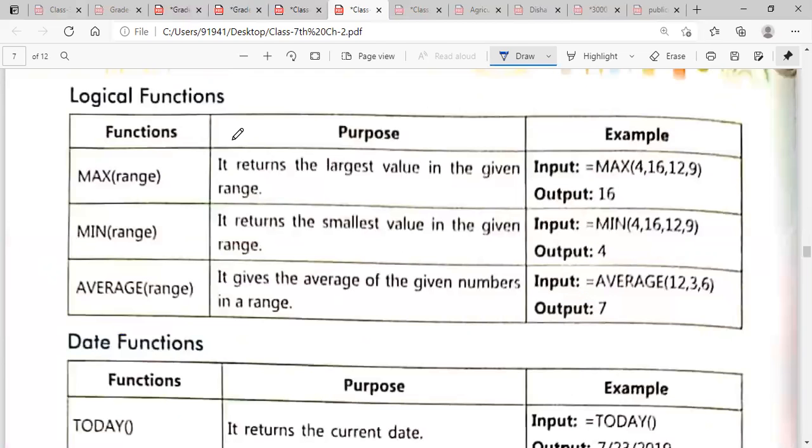Now next are logical functions, and first is max. It will find the largest value, which means here the largest value 16 will be the output. Minimum means the smallest value, and the smallest value here is 4. And average means you have to find the average of all the numbers: add these 3 numbers, and as there are 3 numbers, divide by 3, and you will get the result 7.